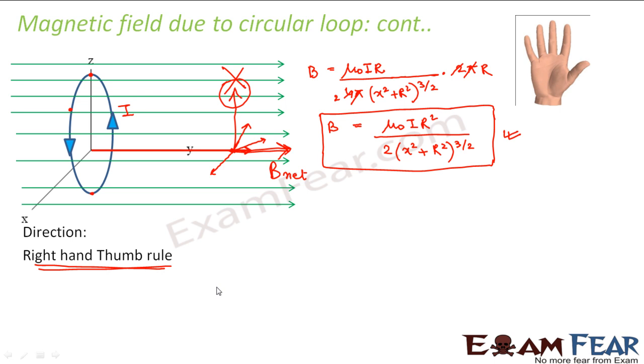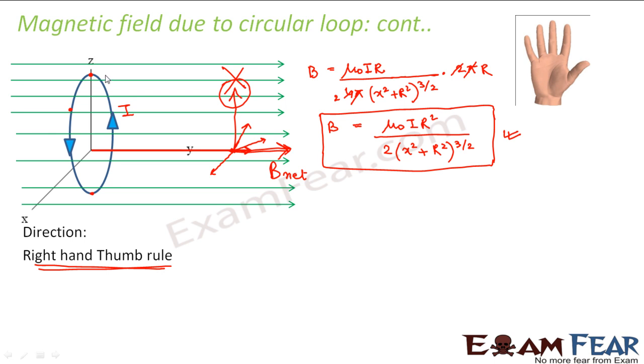You fold all four fingers of your hand in the direction of current. Let us suppose in this case the current is flowing like this. That means if you look at this loop very carefully, take a bangle in your hand and imagine that the bangle is kept in front of you, not as a circle. It is looking like an oval to you, right? And the current is flowing like this. Try to imagine it properly. The current is flowing like this, right?